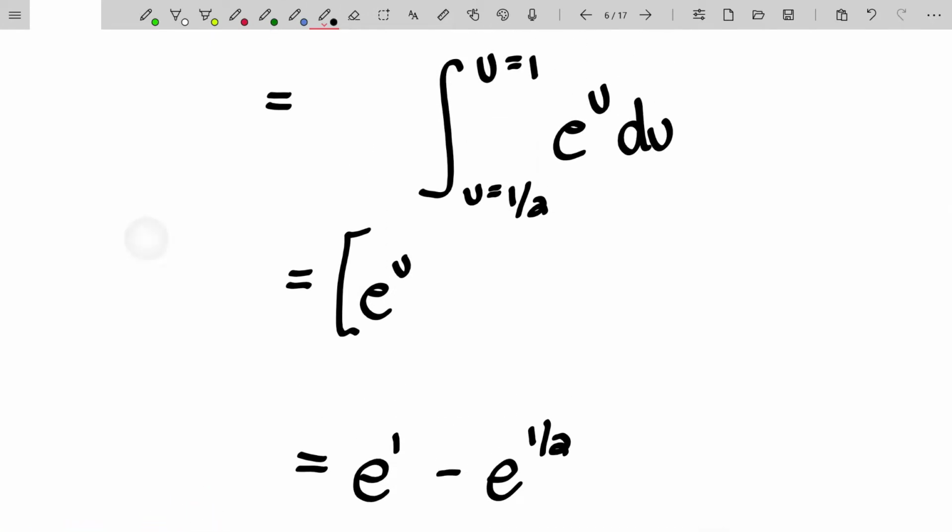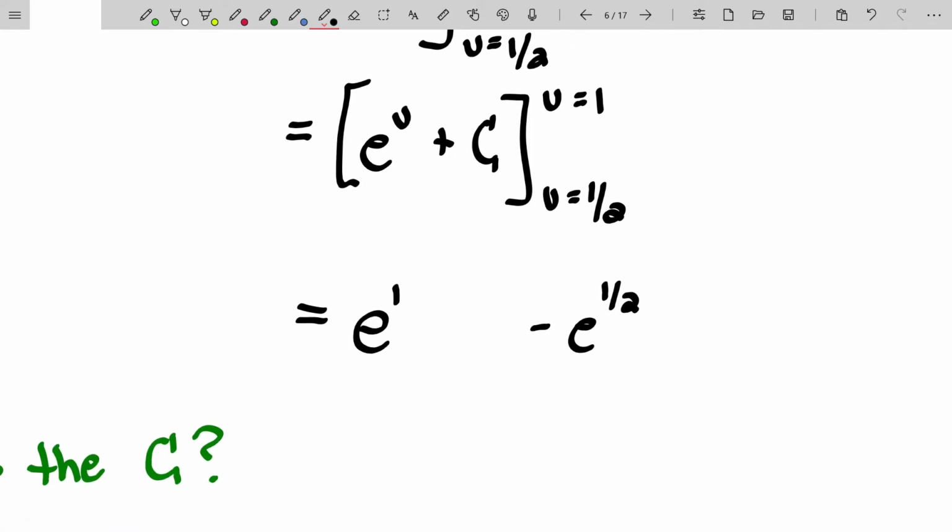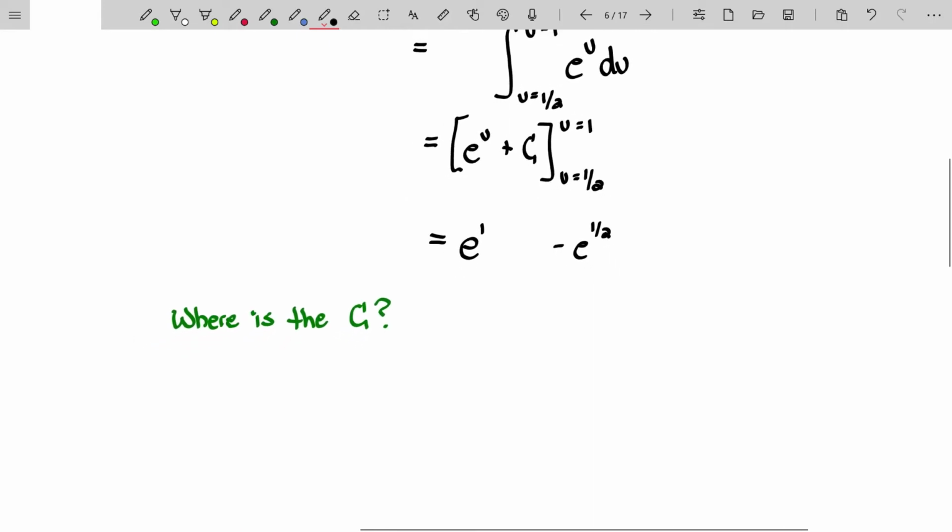The antiderivative of e to the u is e to the u plus c, and you're evaluating that from u equals 1/2 to u equals 1. And when you plug in 1, you get e to the 1 plus c minus, and when you plug in 1/2, you get e to the 1/2 plus c, and the c's cancel. So that's a way you can kind of think about that. Although you don't need to do that, it is true. The constants will actually cancel. So with definite integrals, the constants of integration disappear because they cancel.